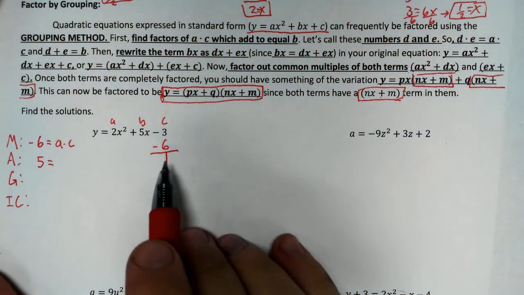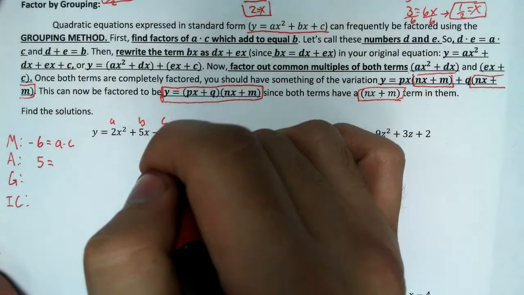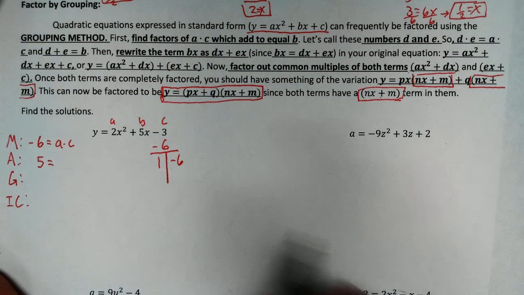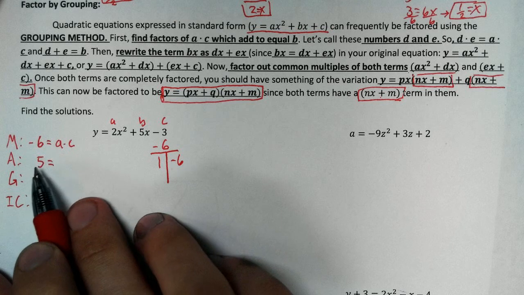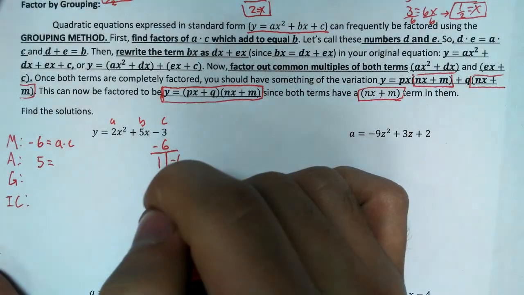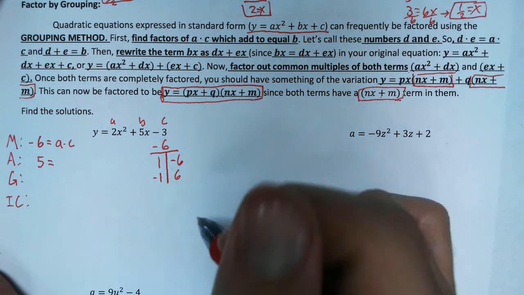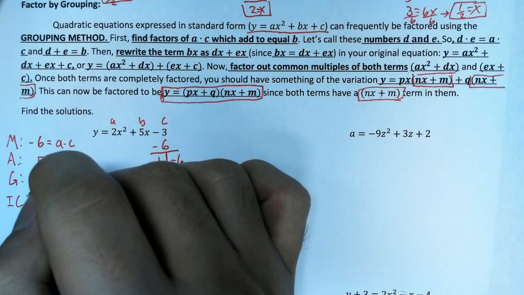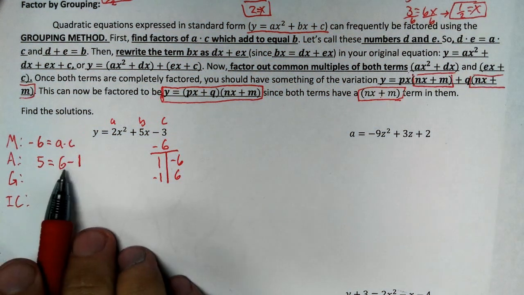Now I just want to list some factors of negative 6 to see what I can get. First I'm going to write 1 and negative 6, and check as we go. What's 1 plus negative 6? It's negative 5. I'm close, but I need a positive 5. So what if I switch the signs? Negative 1 times 6 equals negative 6, and 6 minus 1 equals 5. I got it. These are my two special numbers.